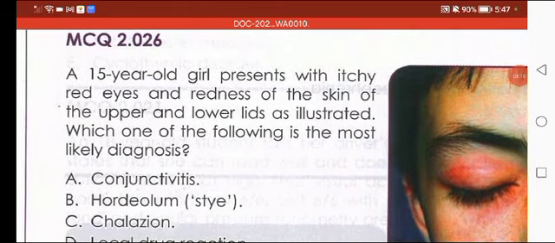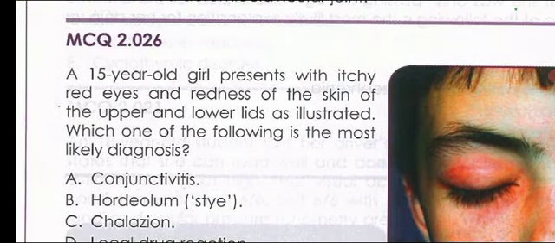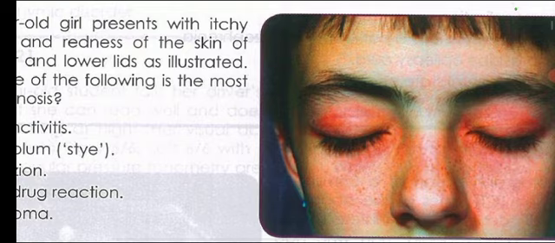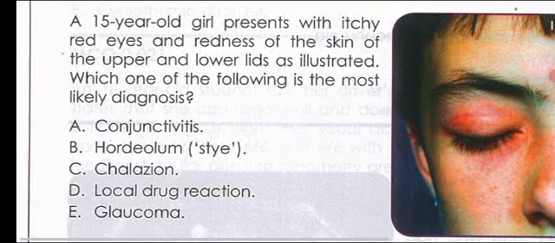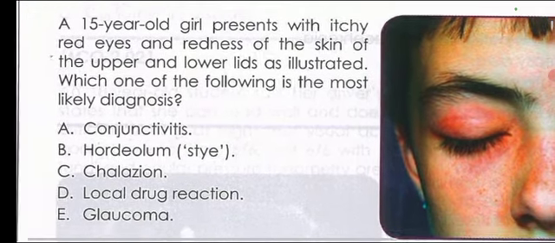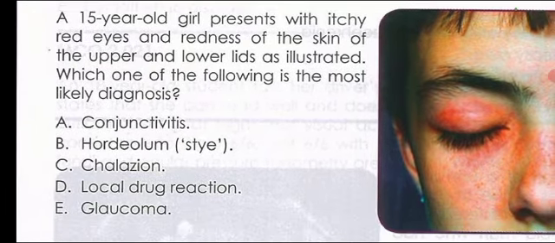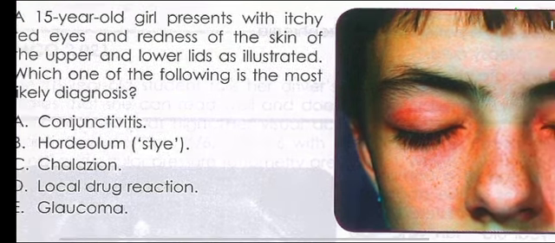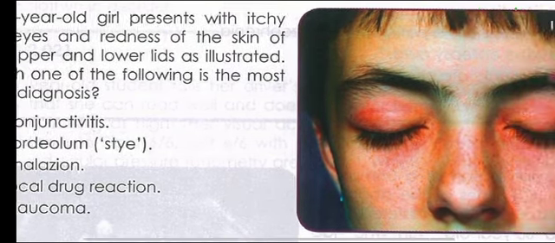A 15-year-old girl presents with itchy red eyes and redness of the skin of the upper and lower lids as illustrated here. Itchy red eyes and redness of the skin. Which one of the following is the most likely diagnosis? Conjunctivitis, hordeolum, chalazion, local drug reaction, glaucoma. This is a very clear question.